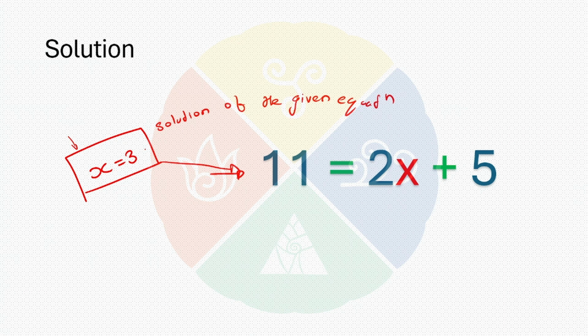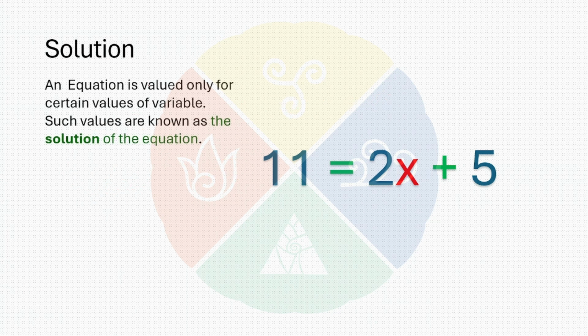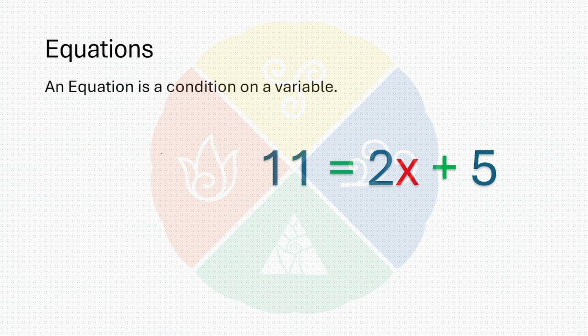Basically an equation puts limitations on the variable, and the value of the variable which satisfies the equation, or which can make the equation correct, is known as a solution of that equation. So x is equal to 3 is a solution of this given equation. Okay, now this is the reason. The equation is valid only for certain values of variables. Such values are known as solutions of the equation.